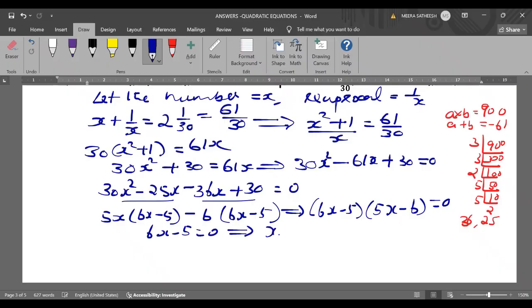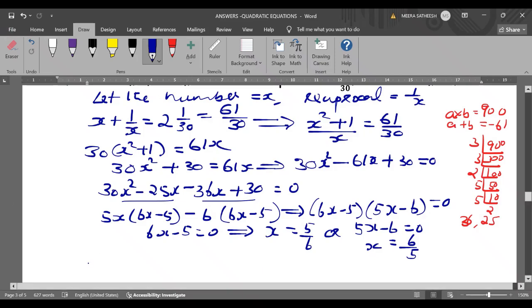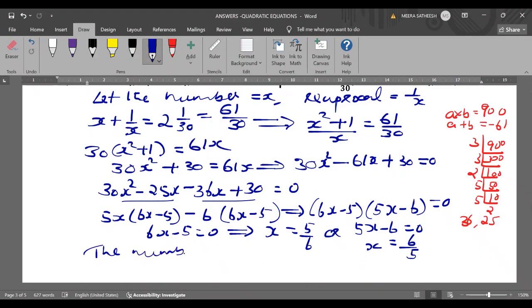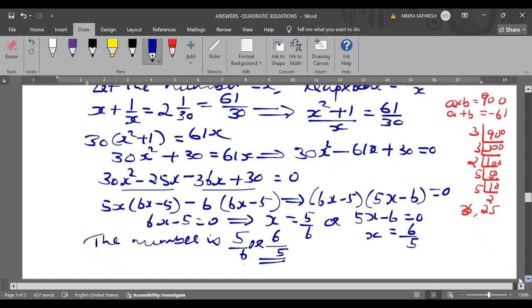So from that we will get x equal to 5 by 6, or 5x minus 6 equal to 0. So x equal to 6 by 5. So the numbers are, if you take x as 5 by 6, the reciprocal is 6 by 5. If you take x as 6 by 5, then the reciprocal will be 5 by 6. So the number is 5 by 6 or 6 by 5. Clear? Next one.